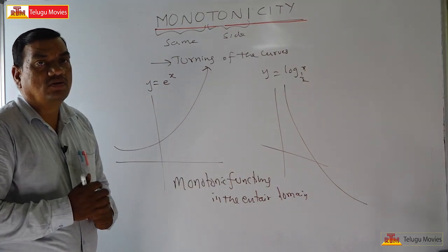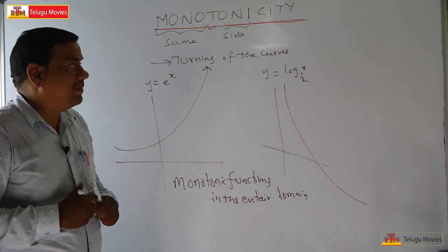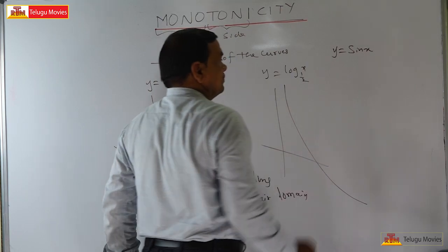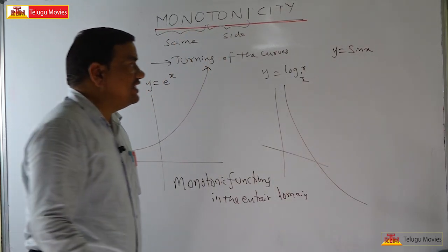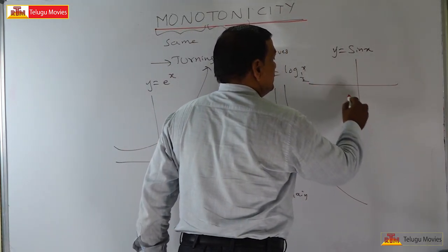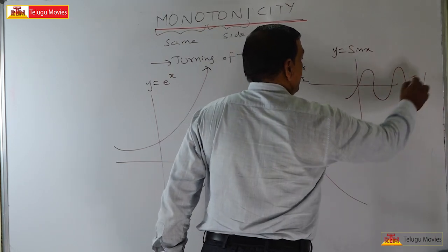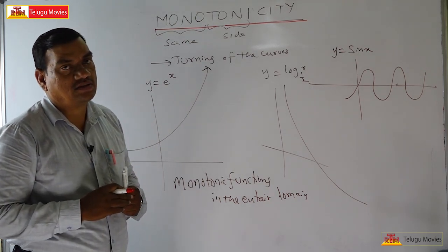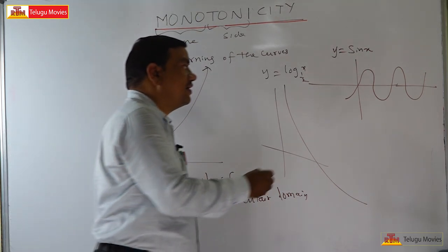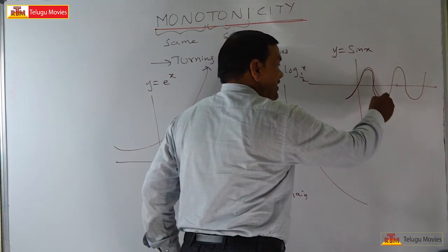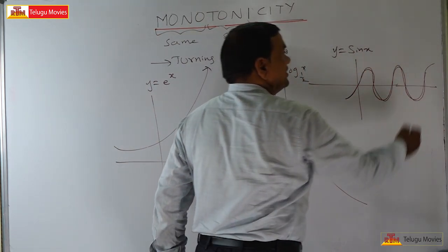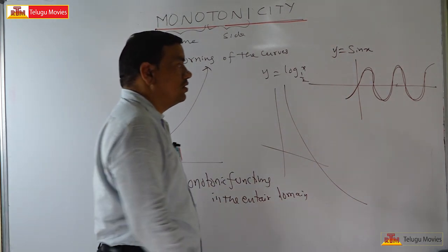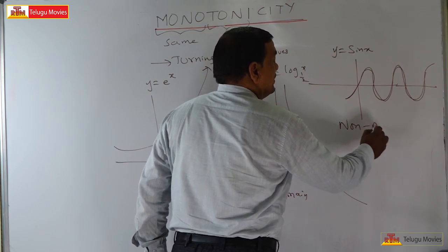Sir, what about non-monotonic functions? The best example is the y = sin x curve. See the y = sin x curve, in the domain it is behaving with both characters. It is increasing and decreasing, increasing, decreasing, increasing, decreasing. Therefore, y = sin x is called a non-monotonic function.